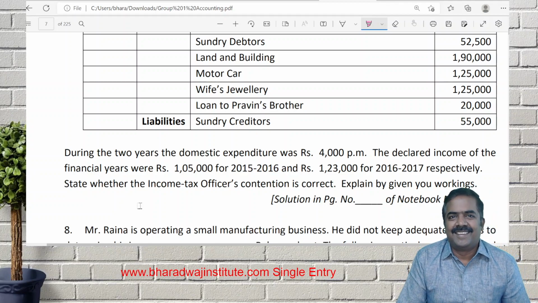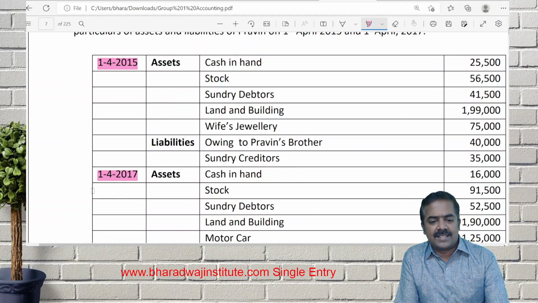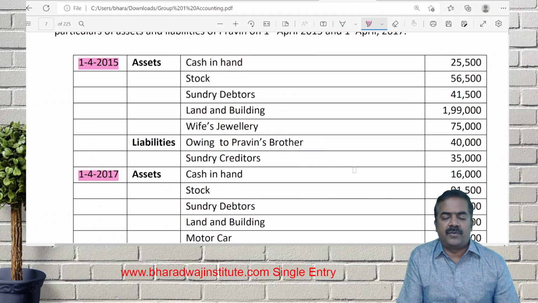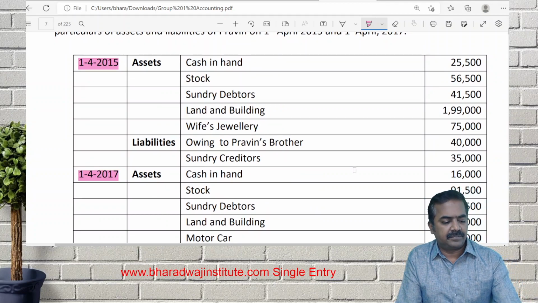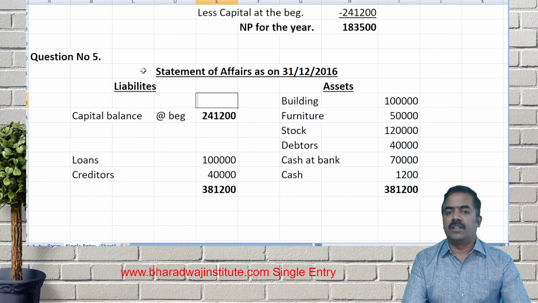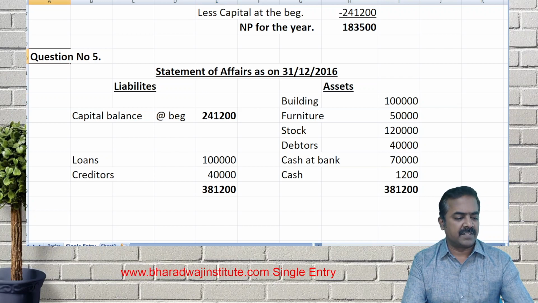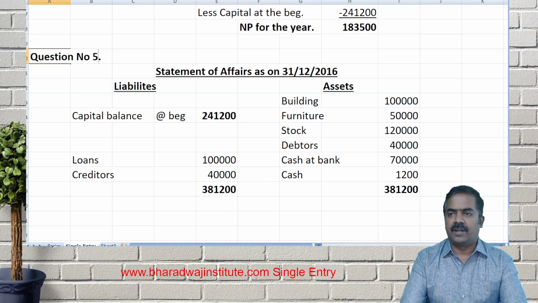Start. First, let us prepare the statement of affairs on 1-4-2015. We can do this in columnar format. The statement of affairs is clear. Since there is no adjustment given, we can do it in columnar format.